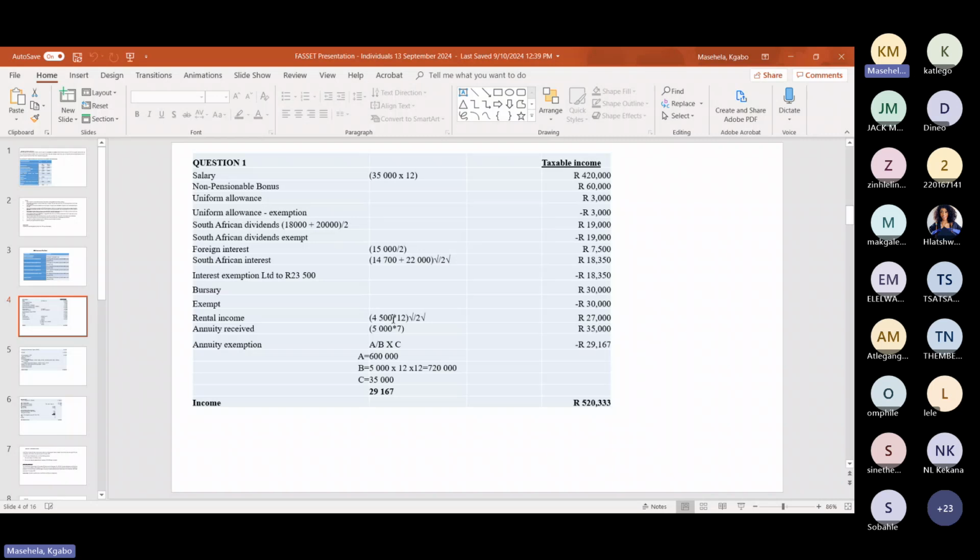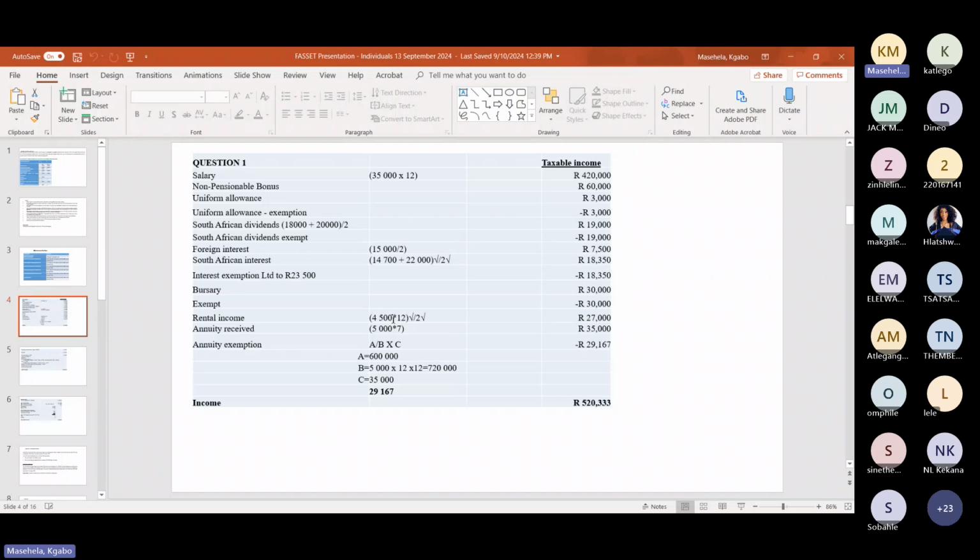The uniform allowance, yes, remember what I've said, because it says that uniform can be distinguishable from others. That's why there's an exemption. However, if that clause is not included to say this clothes or uniform does not distinguish Jane, then that amount is not subject to be exempted. It must form part of your gross income.